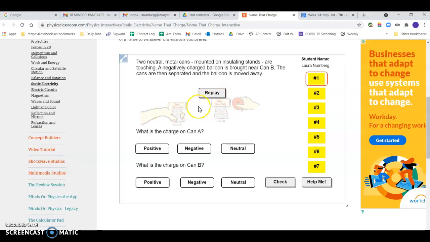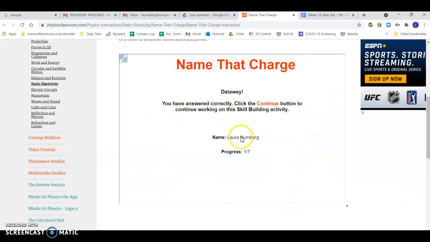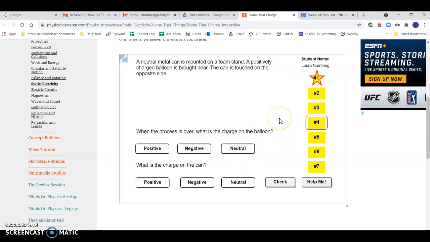When you separate them, they're stuck. So the excess electrons are here and a lack of electrons are here. So the charge on can A should be negative, and then notice it asked me about the charge on can B. It should be positive. So let's go ahead and check that. Okay, I'll show you a couple other examples if you need them.